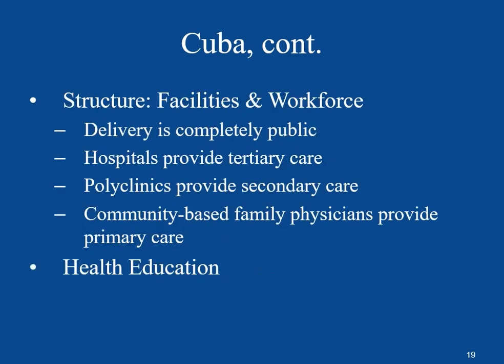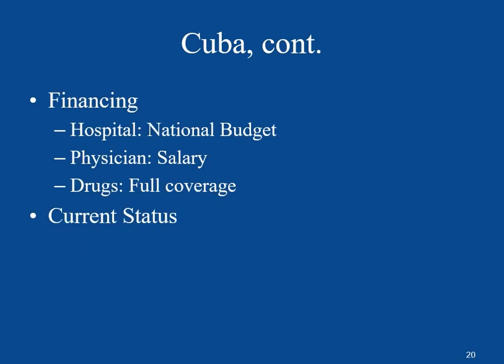Financing, delivery is completely public. Hospitals provide tertiary care. Polyclinics provide secondary care. And community-based family physicians provide primary care. If you ever hear any seminar about healthcare in Cuba, they really focus in on these family physicians. They're really the backbone of the system the way it is run now. Financing, there's a national budget. Physicians are provided a salary, and for drugs, there's full coverage.